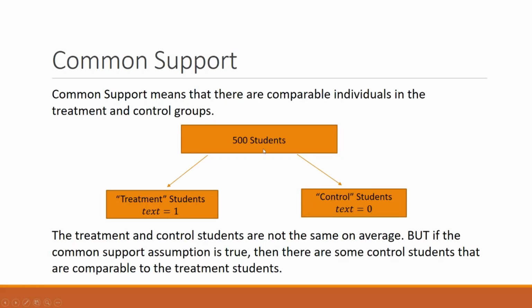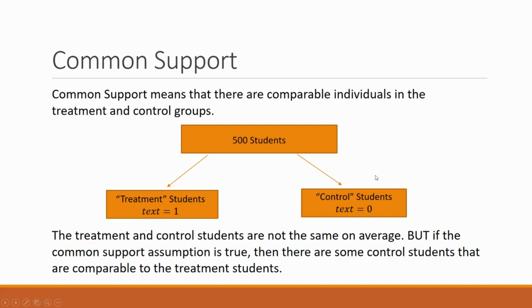Okay, so those are the two assumptions. All right, let me reinforce this. The common support assumption means that there are comparable individuals in the treatment and control groups. Now remember, because the textbook variable is not randomly assigned, on average, the treatment students will be very different from the control students. But if the common support assumption is true, then there will be some control students that are comparable to the treatment students. Basically, we will be able to find students in our treatment group that have very similar p-scores to students in our control group, or vice versa.